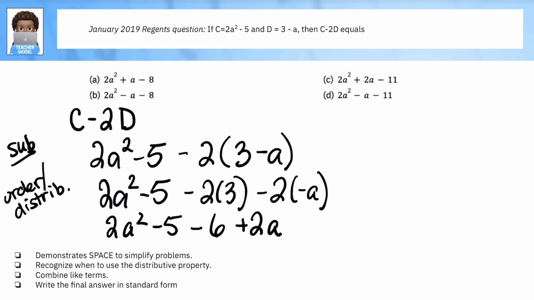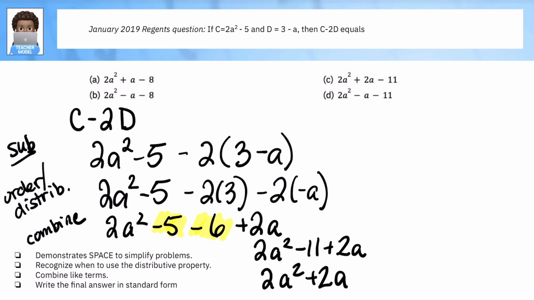Okay, so from this point on, what can I do? I'm going to combine like terms. Where do you see the like terms? I only see minus 5 and minus 6. I can't add the 2a squared and the 2a. They are not like terms. So I have 2a squared minus 11 plus 2a. And now my final step is I want it in standard form. So I have to make sure it's decreasing. So 2a squared plus 2a minus 11. And this is done.